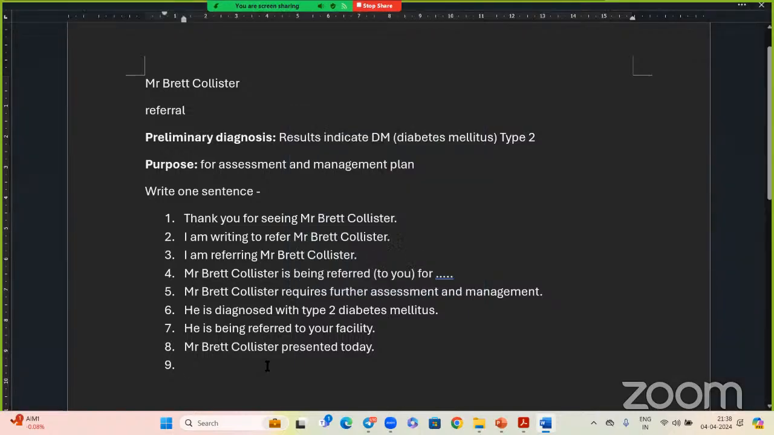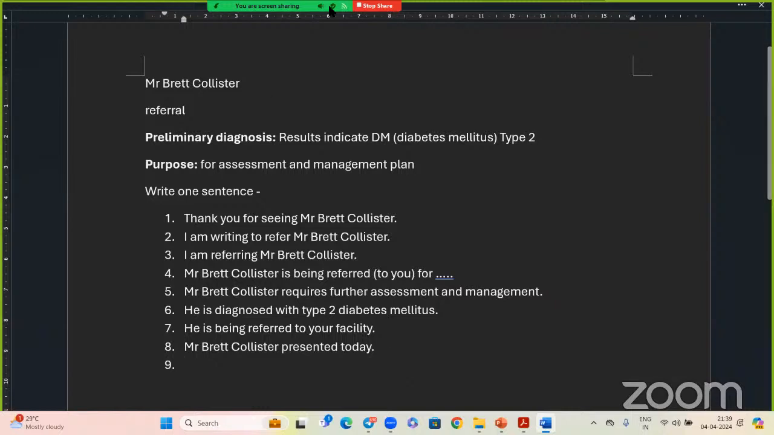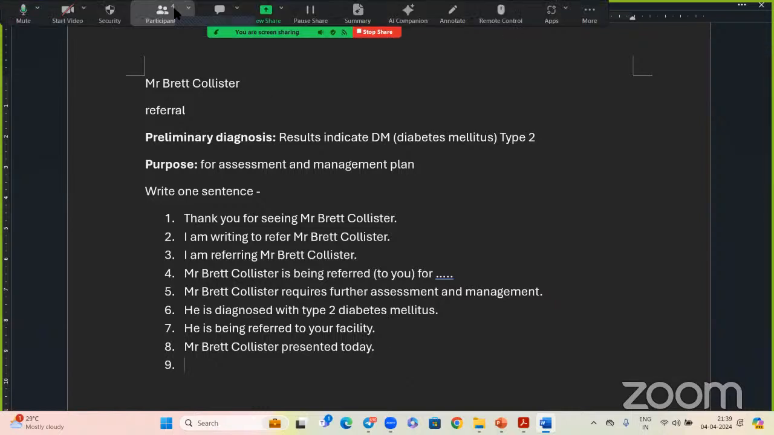So, thank you for seeing Mr. Brett Collister. I am writing to refer Mr. Brett Collister. I am referring Mr. Brett Collister. Mr. Brett Collister is being referred to you, brackets, means you need not write for what. Mr. Brett Collister requires further assessment and management. He is diagnosed with type 2 diabetes mellitus. He is being referred to your facility. Mr. Brett Collister presented today. So you should understand this. What are the other sentences? Come on, write down. Participate actively.